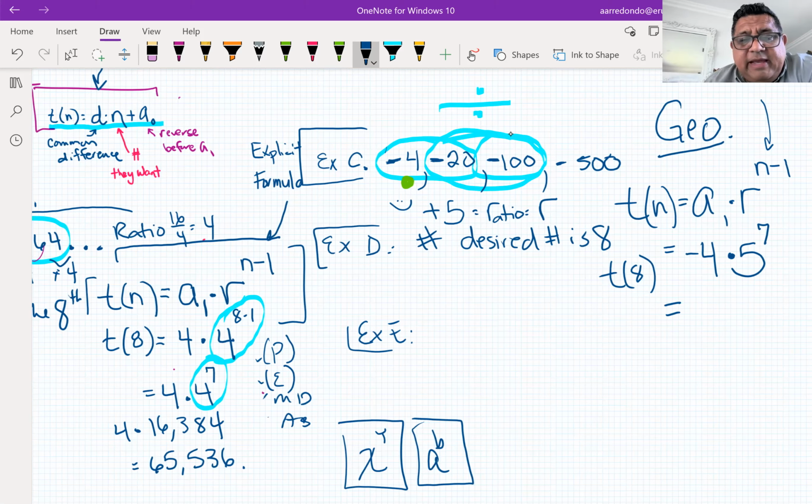I don't think this is too bad. I think you guys would be able to get these pretty good on the final. Remember, we have to remember how to punch this in correctly. Don't tell me it's 4 times 5. That's a trap. It's 5 to the 7th power. Okay, 5 to the 7th power.